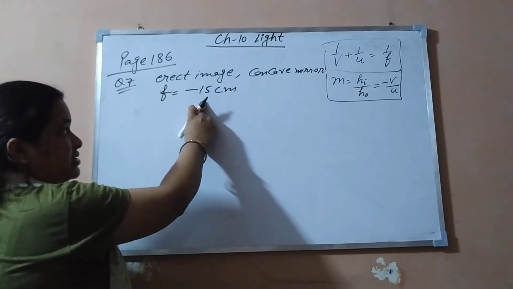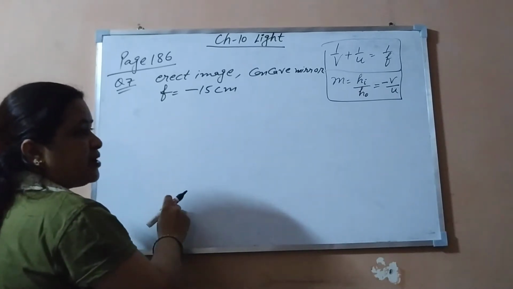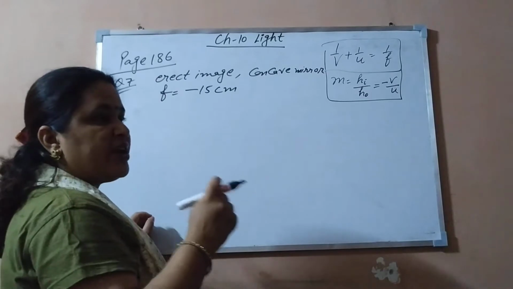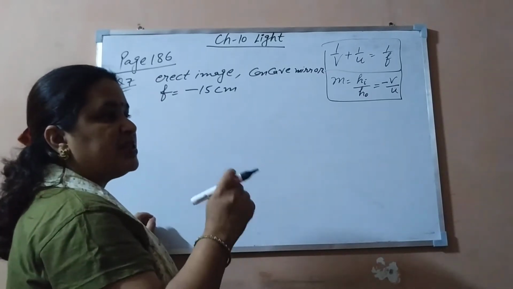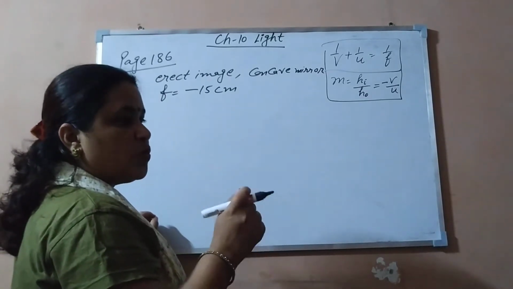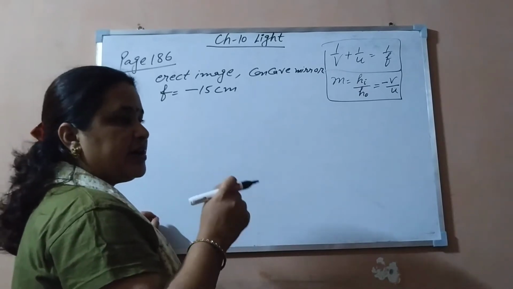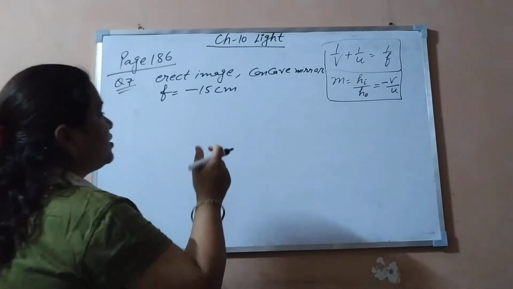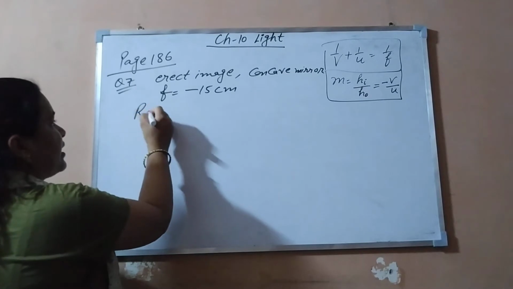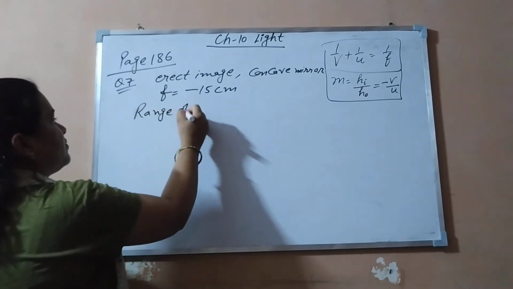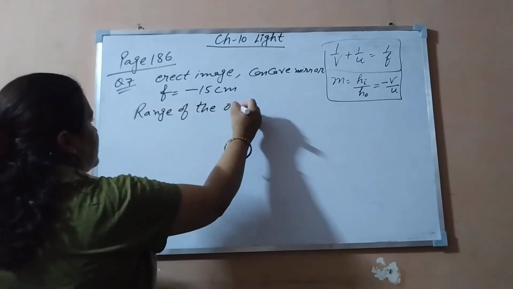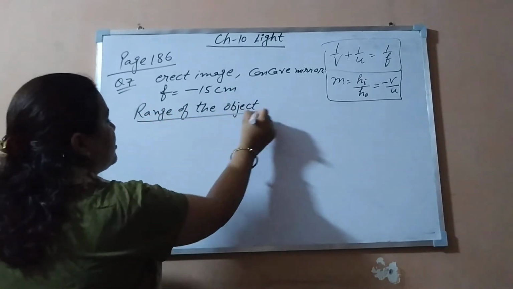Focal length is given. We know that in a concave mirror, when the object is very near to the mirror, meaning less than the focal length, then it forms a virtual and erect image. Earlier in ray diagrams we have proved it. So first of all he is asking the range of the object, only the range. So we will use the focal length.